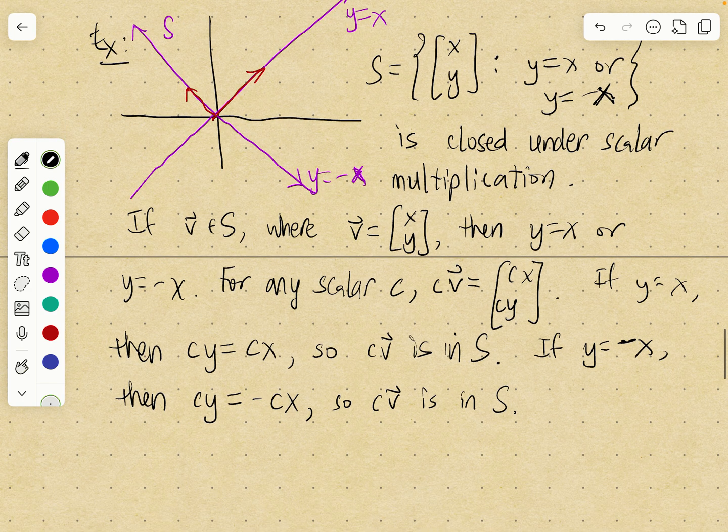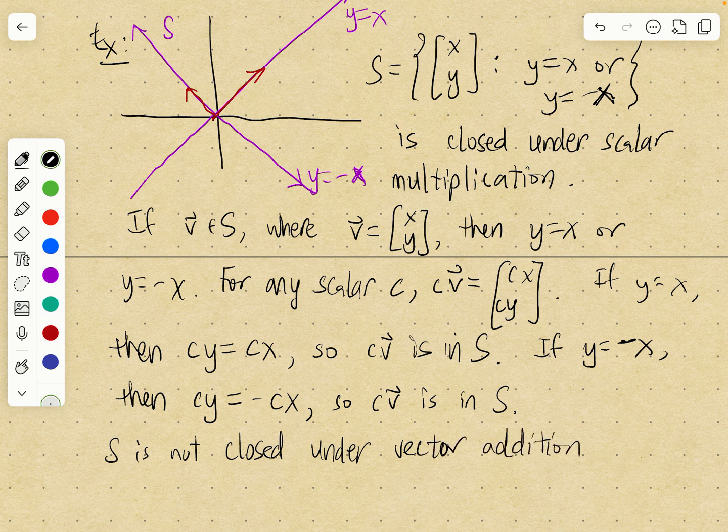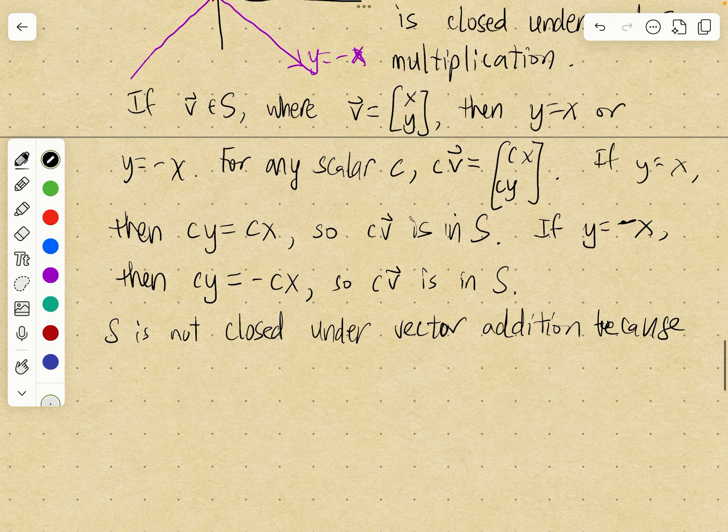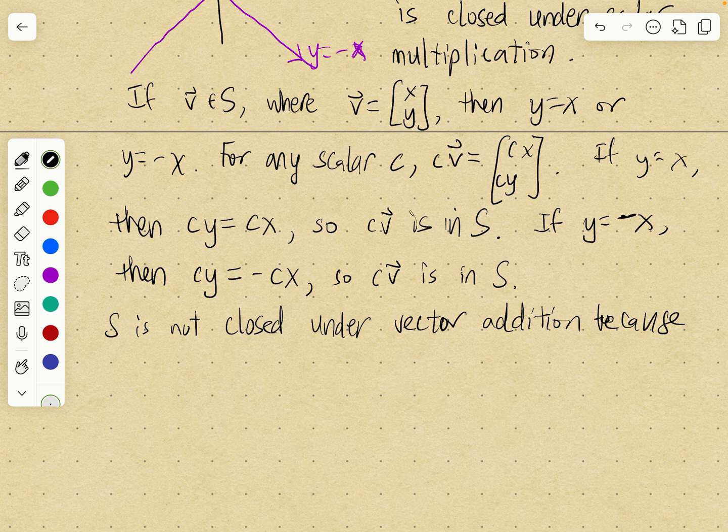So the answer is no, it's not closed under vector addition. S is not closed under vector addition because you can take these two vectors, the ones I just drew. If you add them, you get this vector, which is not an element of S. But we need to come up with specific vectors here. What are some vectors that are in S, but when you add them, you get something not in S?